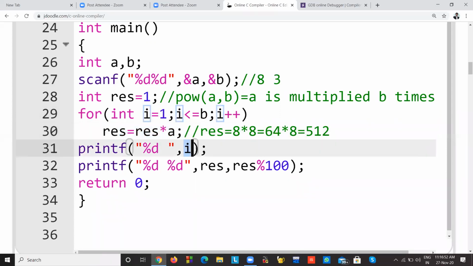I wanted to print I, result and result mod 100. Mod 100, so 12. What is the I value? 4, right? Next, result and result mod 10 we have already seen. Is there any mistake in this? Is there a mistake? So then let me execute.